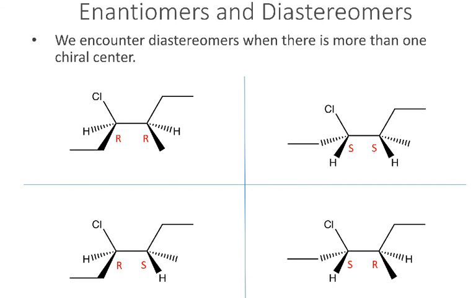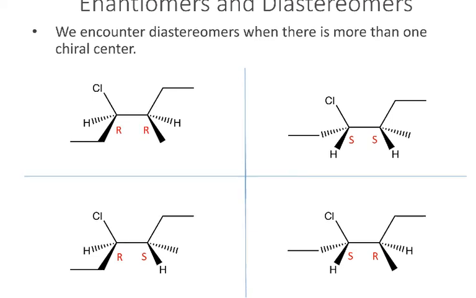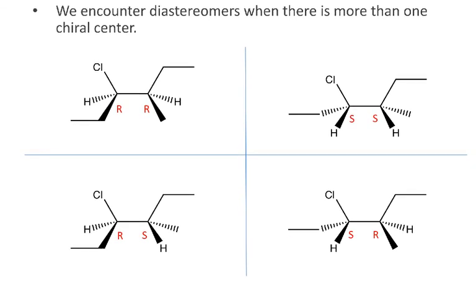So here's an example of enantiomers and diastereomers. And as I've mentioned a couple times, right, the diastereomers occur when we have more than one chiral center. So if we consider our first molecule here, both of my chiral centers are R. And so to find its enantiomer, I have to swap both chiral centers out with the S. So this compound is the enantiomer of the first one.